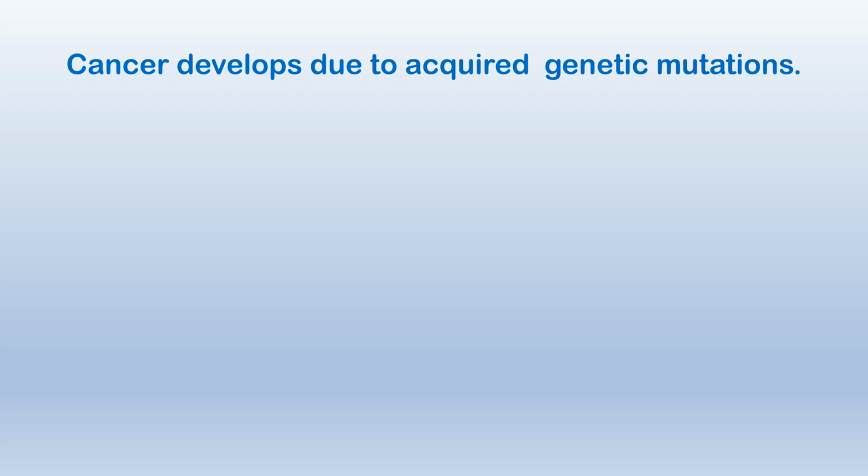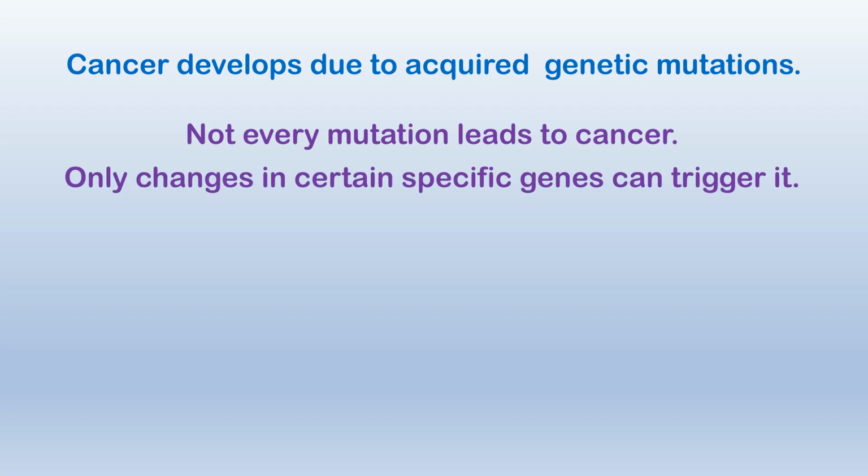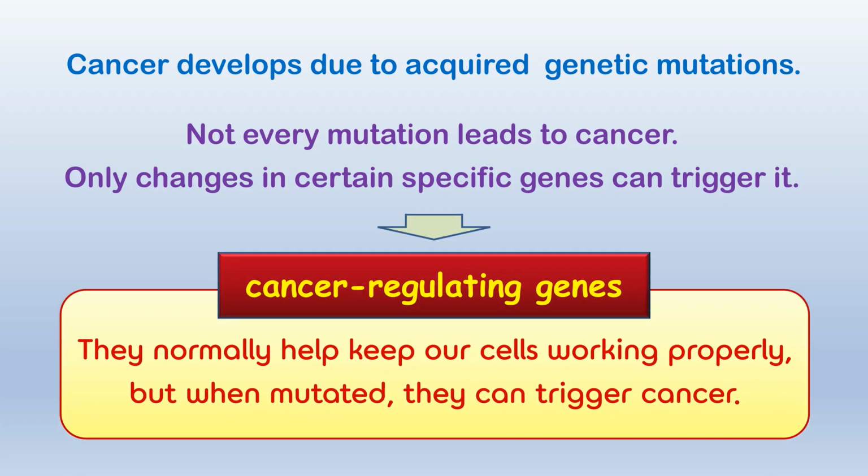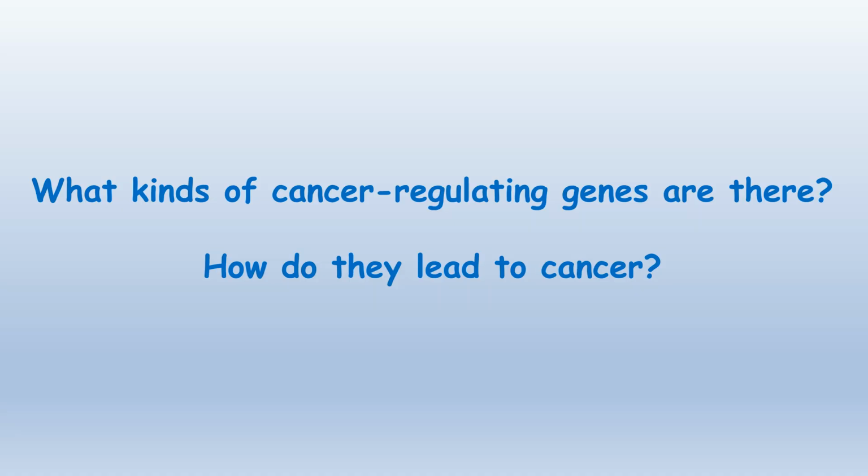In the previous video, I explained that cancer develops due to acquired genetic mutations. But not every mutation leads to cancer. Only changes in certain specific genes can trigger it. These are called cancer-regulating genes. They normally help keep our cells working properly, but when mutated, they can trigger cancer. Then, what kinds of cancer-regulating genes are there, and how do they lead to cancer?